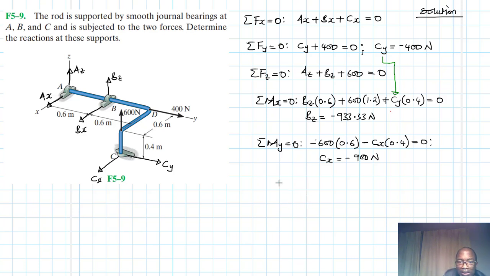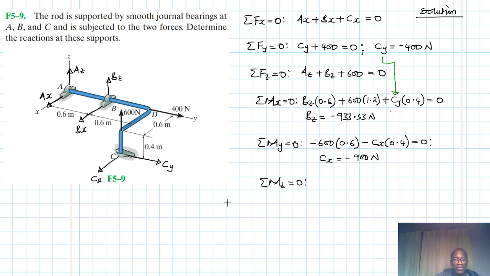So we found our CX, and then we have finally summation of moments about the z-axis. Which forces are going to participate? We have CX, we have CY, and we have BX. These are going to participate.